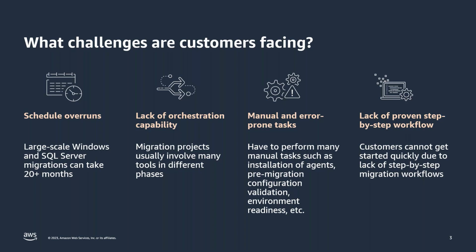When we deep dive, why does it take so long for those migration projects? One of the challenges is that migration projects usually involve many different stakeholders, like partners and customers. Sometimes you're using AWS ProServe for the migration. Different stakeholders will use different migration tools in different migration phases. So the lack of orchestration capability will definitely slow the migration process.